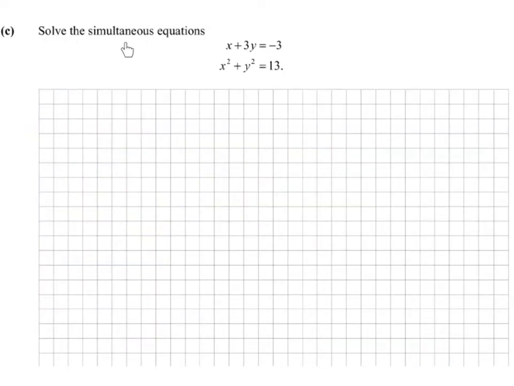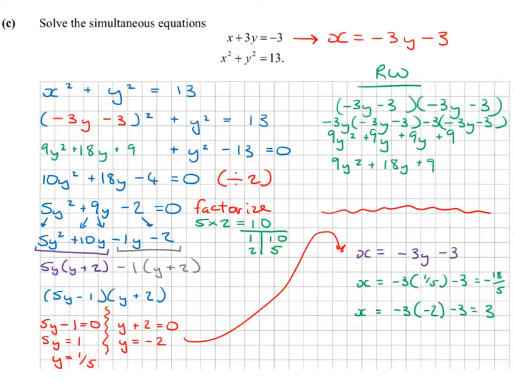Part C, solve the simultaneous equations. x plus 3y is equal to minus 3. x squared plus y squared is equal to 13. Okay, so what we're going to do is take the simpler equation, which is x plus 3y is equal to minus 3. So this is the linear equation. And this is the circle equation.